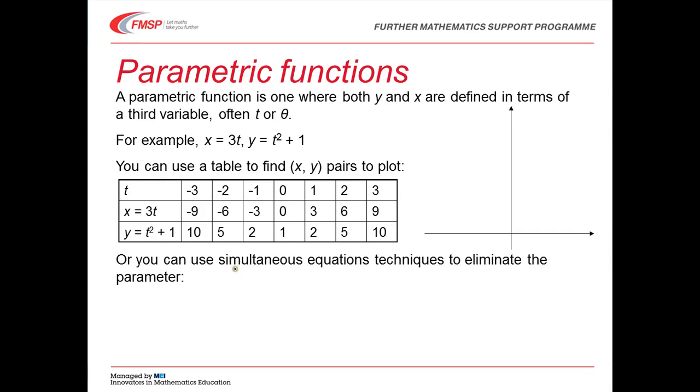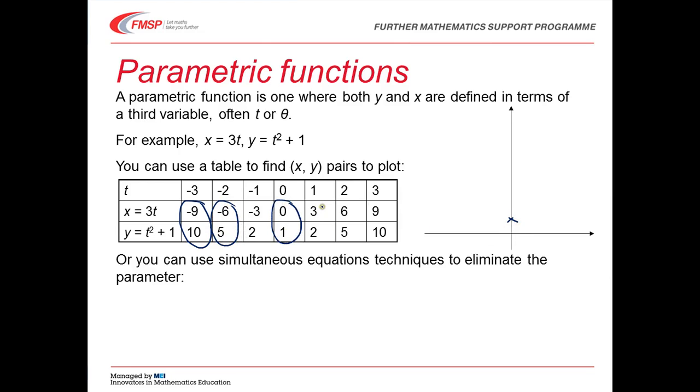Parametric functions. A parametric function is one where both y and x are defined in terms of another variable, often t or theta. So here's an example, x equals 3t and y equals t squared plus 1. What we can do is to use a table of values of t to find x and y pairs. So here's an xy pair, minus 9, 10, and another pair and so on. I'm going to start with this one for plotting, 0, 1.